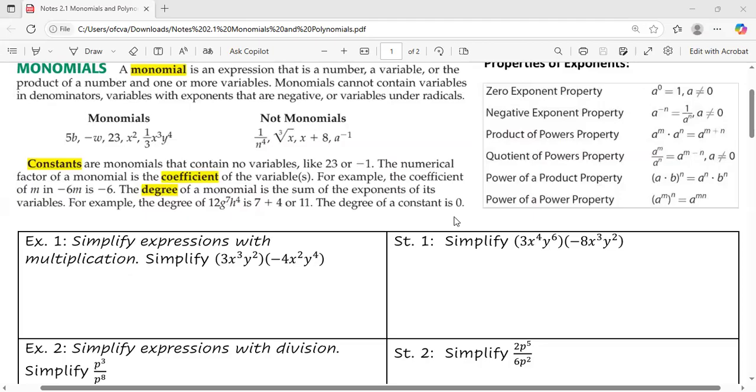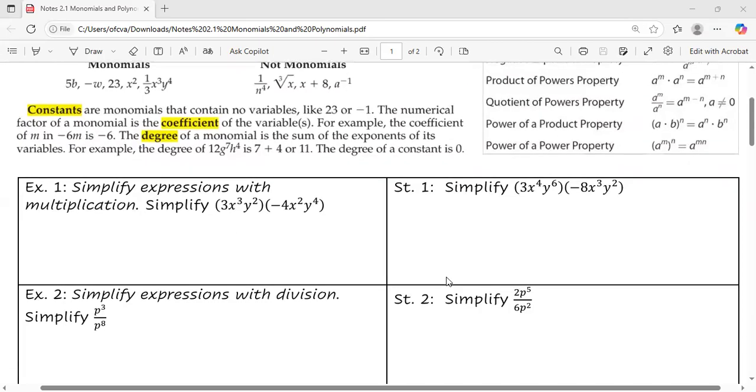Now the degree of a constant is 0. So this is where I want to make a clarification. A degree and an exponent or power are not the same thing. So a degree is only for variables. So notice that if I asked you what degree is 12, no degree, because it doesn't include a variable. But if I said what power or what exponent is 12, that would be 12 to the first. So degree and exponents are not the same thing. So be careful with that.